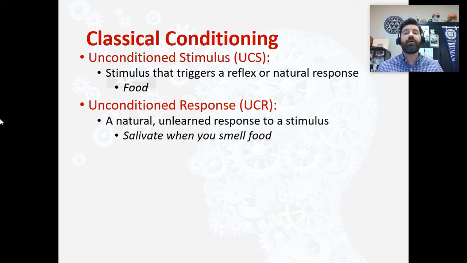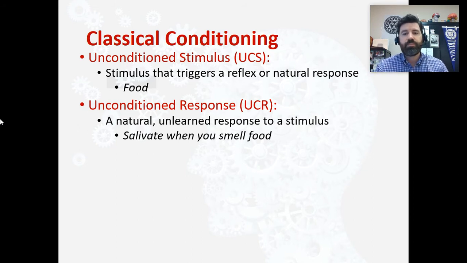If there's a really loud bang, you're going to flinch, and no one's going to teach you to do that. It is an unconditioned stimulus, a loud bang, and an unconditioned response of flinching. No one teaches you to do it. It happens in our natural world. Now, where does the conditioning take place?